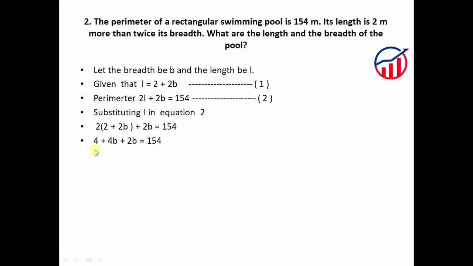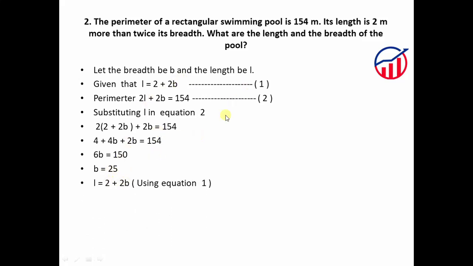Solving it further, 2 into 2 is 4, and 2 into 2b is 4b, plus 2b is 154. So 6b is 150. How 150? The 4 goes to the other side with a negative sign, 154 minus 4 is 150. So you get b is 25. We have already got b. Now we need to find l. l is nothing but 2 plus 2b.